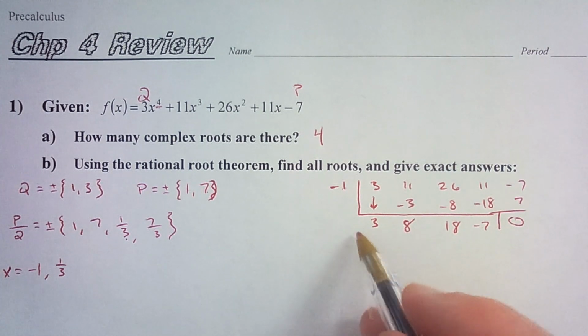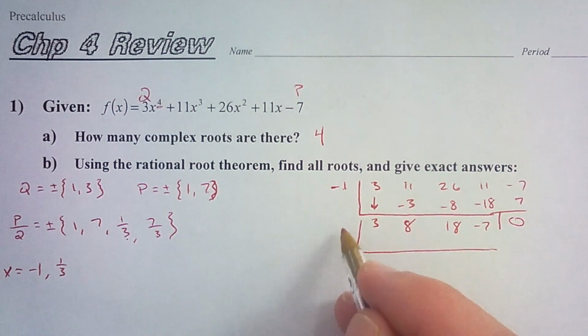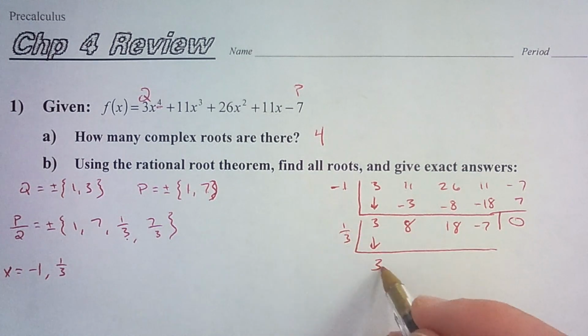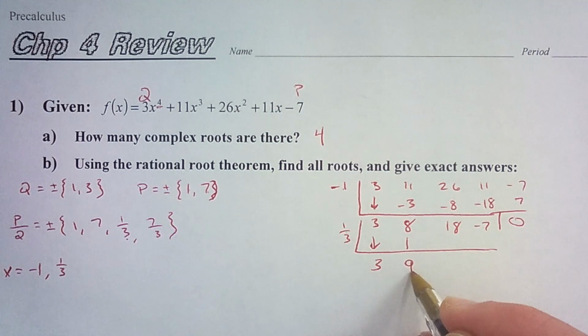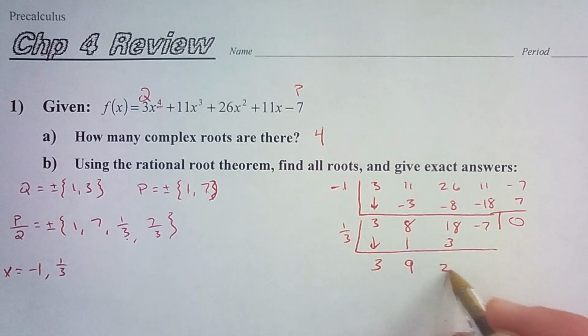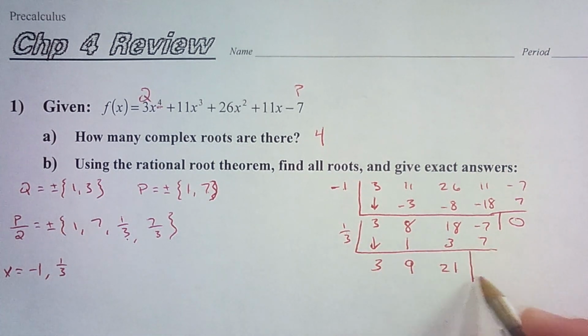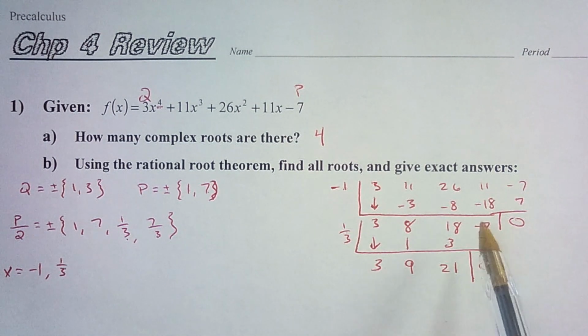Okay, now I'm going to do this again with 1/3. So I'll bring down this 3 and multiply. 1/3 times 3 is 1, add, and I get 9. Multiply, and I get 3, add, and I get 21. Multiply, and I get 7, add, and I get a remainder of 0 again. So I know that both of my roots were correct because they divided in without remainders.